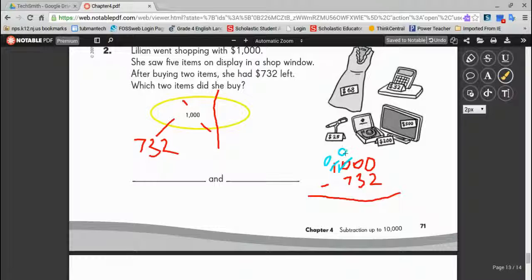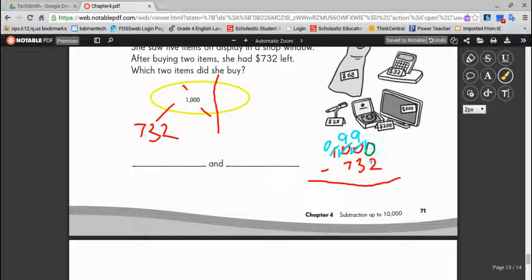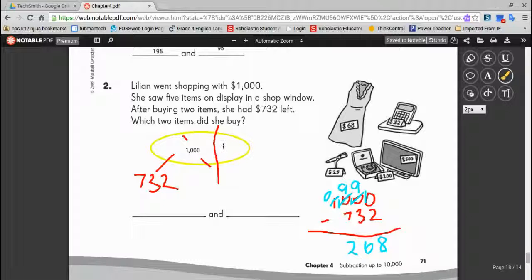Take 100 away. Gives me 900. Add 10 here. Okay, can regroup again. Take 1 away, add 10 ones over here. Alright, so 10 minus 2 is 8. 9 minus 3, well, that's 6. 9 minus 7, that's 2. And 0 straight down. So I spent $268.